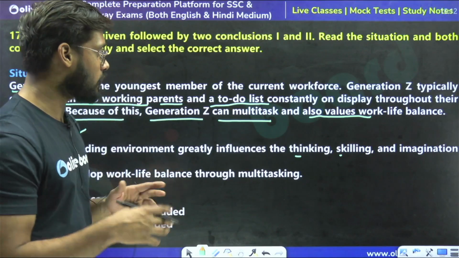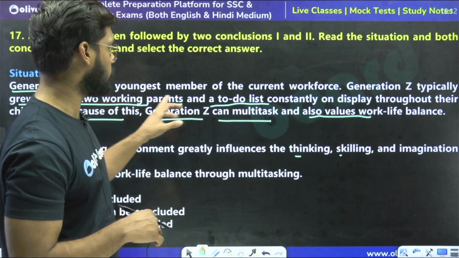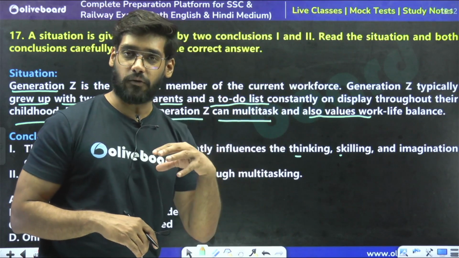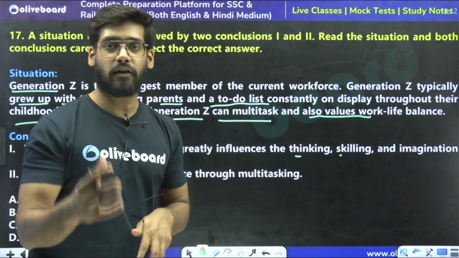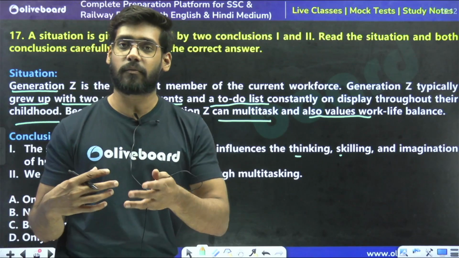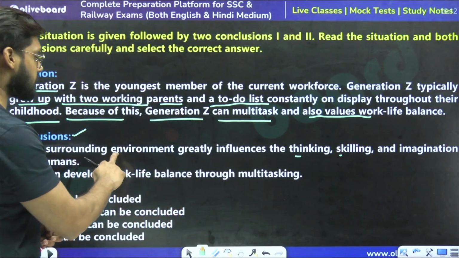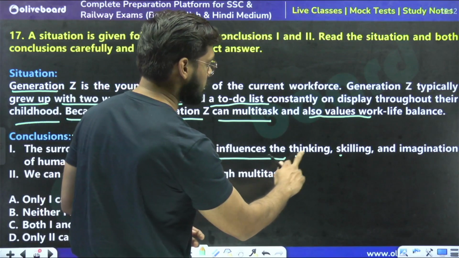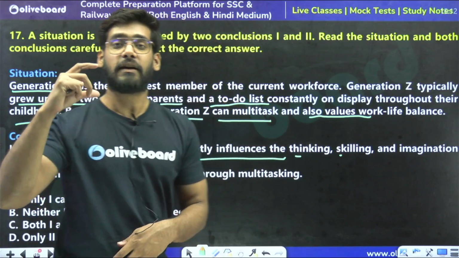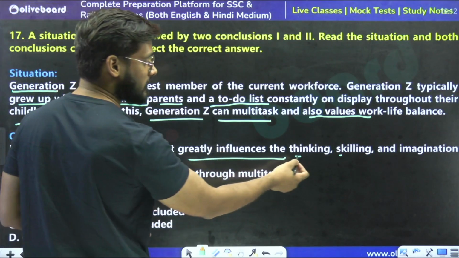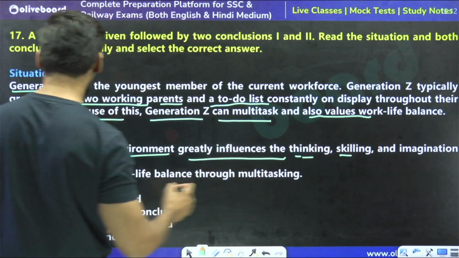How did they grow up? They grew up with two working parents and a to-do list constantly on display. So it was their surrounding. In whichever surrounding you are living, you adapt things from your surroundings as well, right? So this is what this conclusion is trying to say: the surrounding environment greatly influences the thinking, skilling and imagination. So yes, this generation Z surrounding has greatly influenced their thinking, their skilling and their imagination as well.